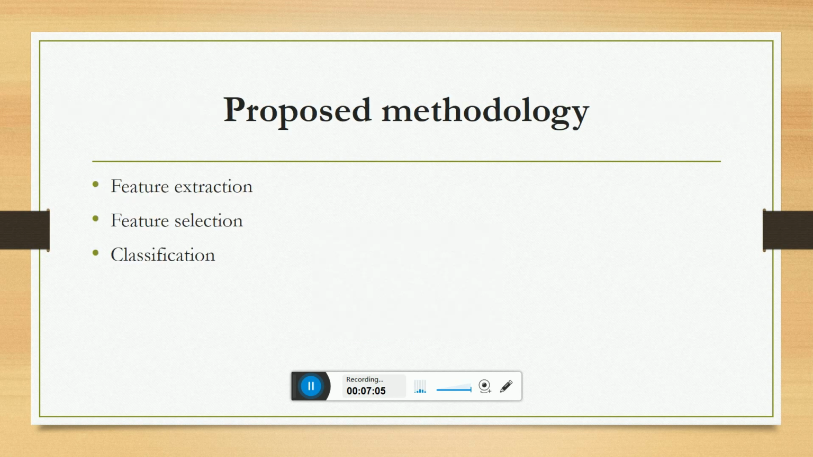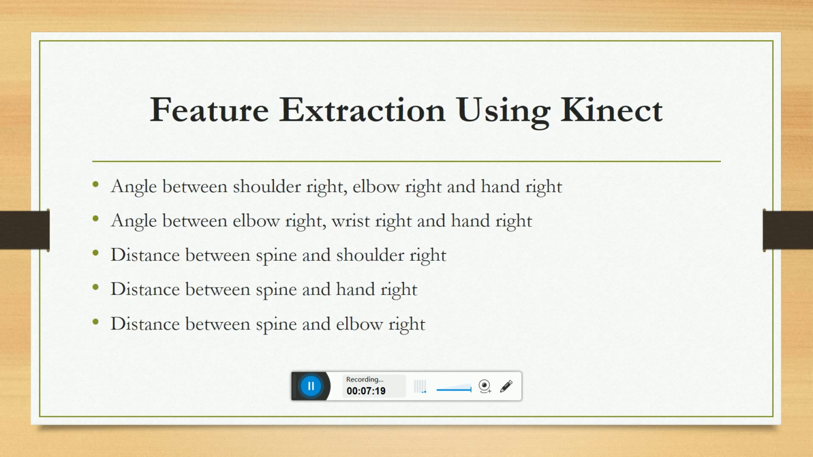Now the proposed methodology is divided mainly into 3 parts. The first one is feature extraction, the second one is feature selection, and we have to perform classification after feature selection. So that is the third part.